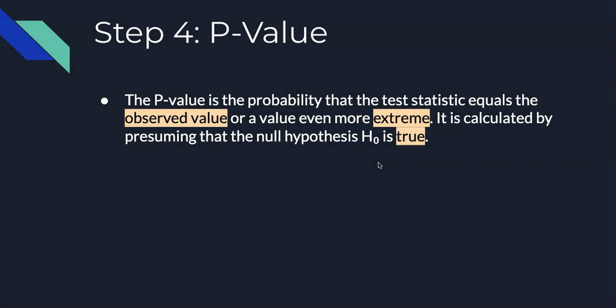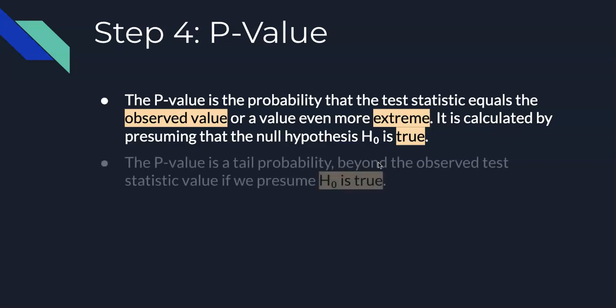The test statistic is what we find, and then we find the p-value, which is the probability that such a test statistic will equal the observed or an even more extreme value. And this is all done first by assuming that the null hypothesis H0 is true. Throughout this significance test, we're always going to believe that H0 is true and say, if H0 is true, what's the chance that such an extreme value may happen by chance?